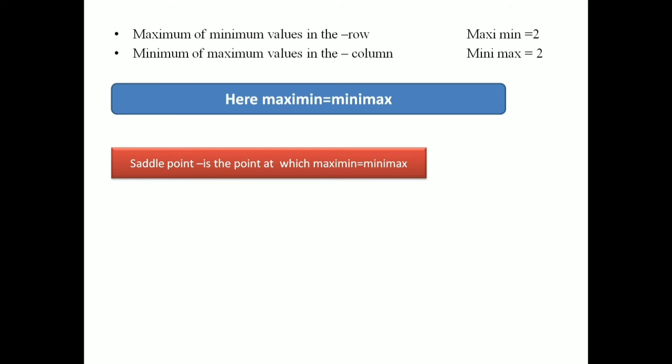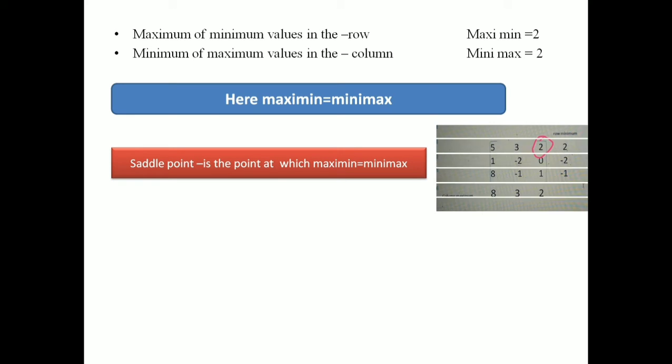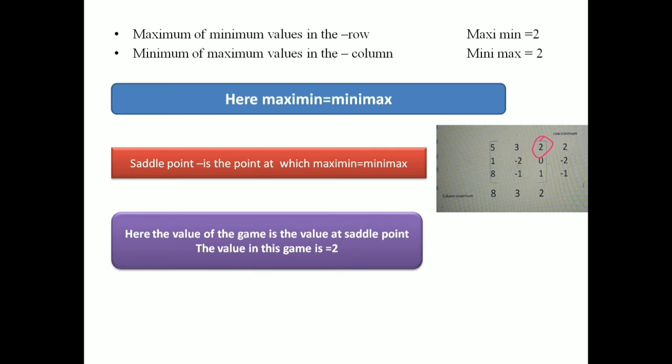If there is a point of intersection, there will be a common value where maximin is equal to minimax. That point is called a saddle point. So the saddle point is the point at which maximin is equal to minimax. Here we see the maximin is 2 and minimax is also 2. You can see the value that I have circled in this video, that is 2.